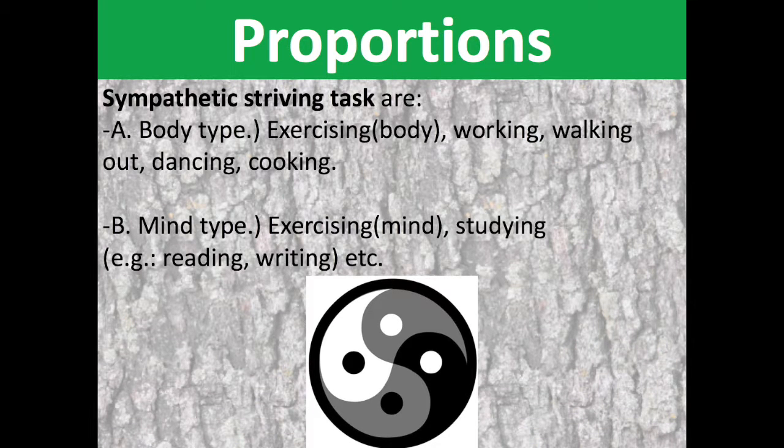While sympathetic striving tasks are A. Body types such as exercising, working, walking out, dancing, and cooking. B. Mind types such as mind exercising, studying, for example, reading, writing, etc.